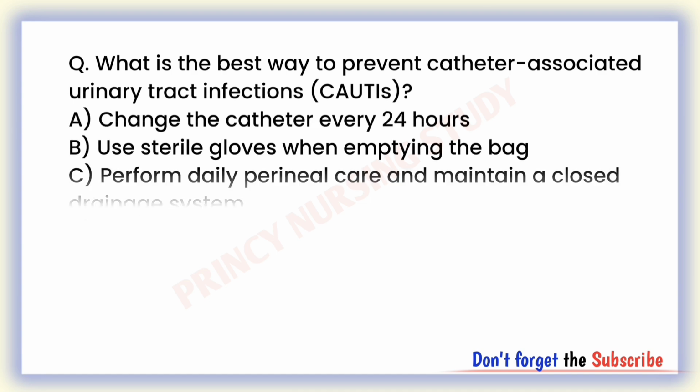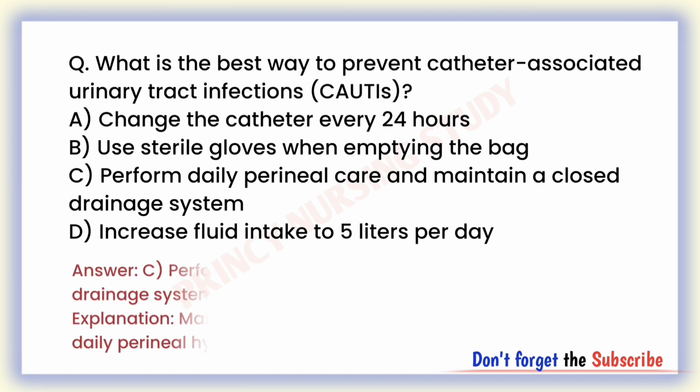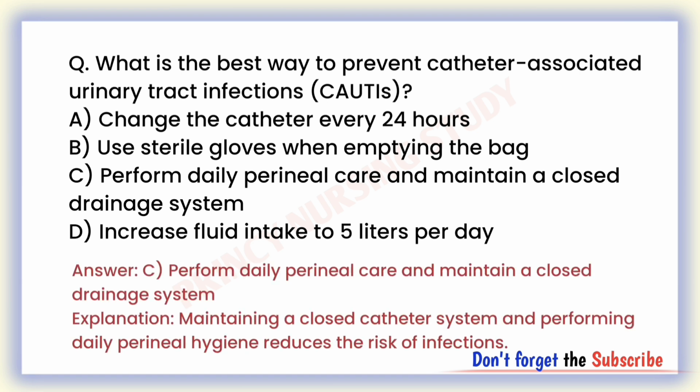Next question. What is the best way to prevent catheter associated urinary tract infections, CAUTIs? Correct answer is C. Perform daily perineal care and maintain a closed drainage system. Maintaining a closed catheter system and performing daily perineal hygiene reduces the risk of infections.